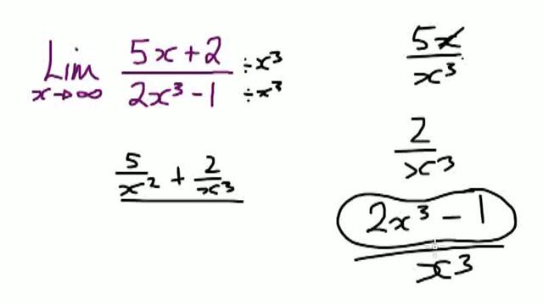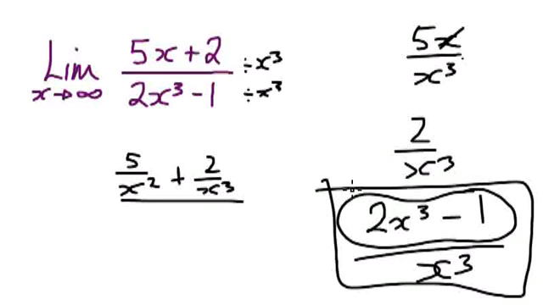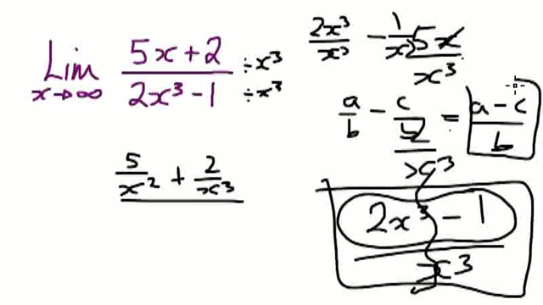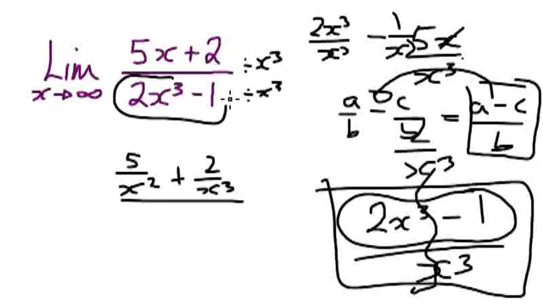I can now split these two up. So this whole thing here can be written as 2 to the power 3 over x to the power 3 minus 1 over x to the power 3. You see, I can split the two up because a over b, take away c over b, that's the same as a take away c over b. I'm just working backwards to do this.